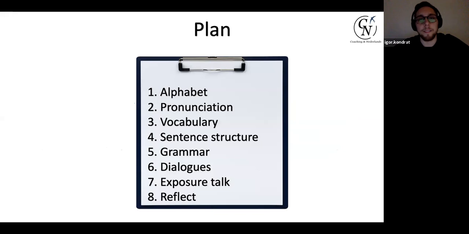Okay, what's the plan? The plan of the course is to first learn the alphabet. Then we learn how to pronounce all the letters. Then we do the vocabulary, so all the words. Sentence structure, so how to combine all the words in a sentence. Grammar, dialogues, so how to talk with each other. Exposure talk: I will give you practical assignments to call people in Dutch. Because of the whole Corona thing, you can't really go out, but you can practice, for example, by ordering pizza or talking to a Dutch friend using your cell phone. That's also possible. And the eighth step, which is also very important, is to reflect. What did you do well, or what did you do wrong? So that's the plan.